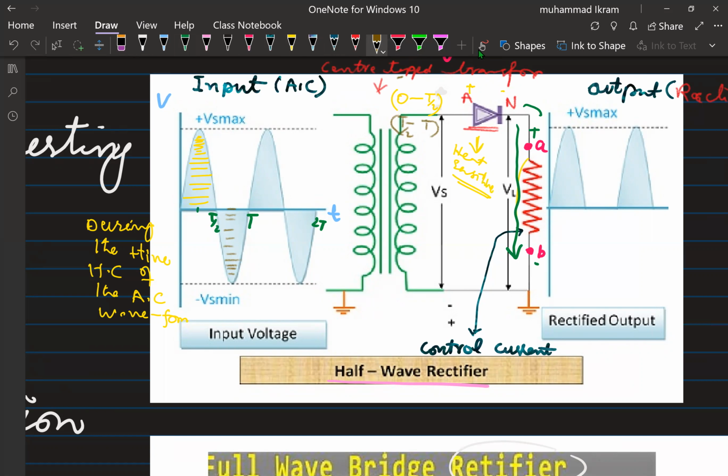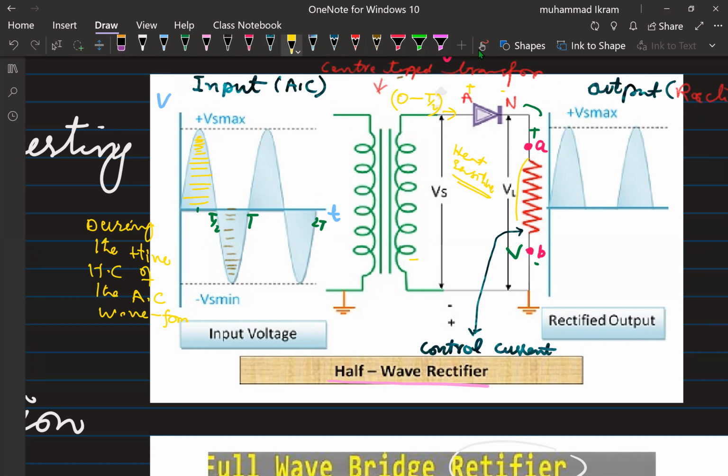And what will happen, this will now become negative, right? And then this becomes positive in the negative half cycle, because in the positive half cycle the current was flowing in this direction. In the negative half cycle, it is better I write it here so that you have a better understanding.